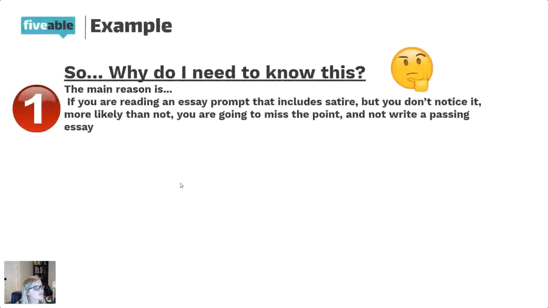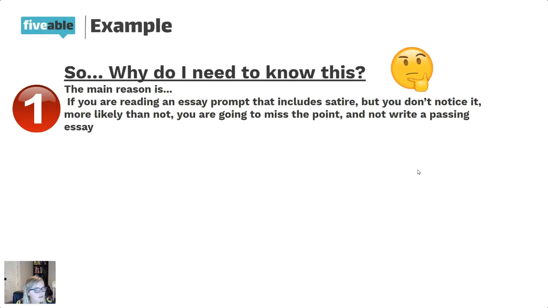So why do I need to know this? The main reason is if you're reading an essay prompt that includes satire, but you don't notice it, you're more likely than not going to miss the point and not write a passing essay, which is something that happened to me, luckily not during the actual test, but during a practice test. I'll share with you at the end the example of the satirical prompt that I read but did not pick up on the satire. And somebody guessed the word: it's sarcasm. Satire and sarcasm can pretty much be used interchangeably, so that's an easier way to think about it.